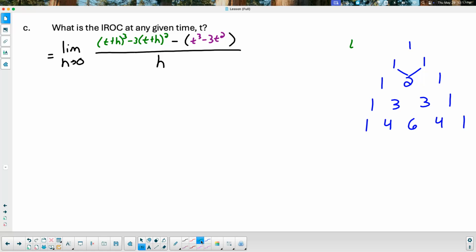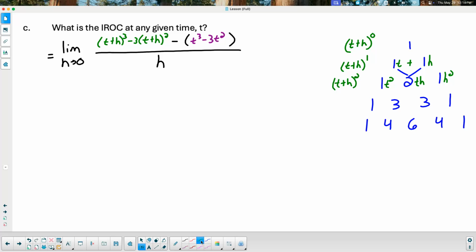This line up here is t plus h to the 0 power. Anything to the 0 power is 1. Okay? Which means that this next line here is t plus h to the first power. If I fill in a t and an h. This next line is t plus h squared: t squared, th, h squared.